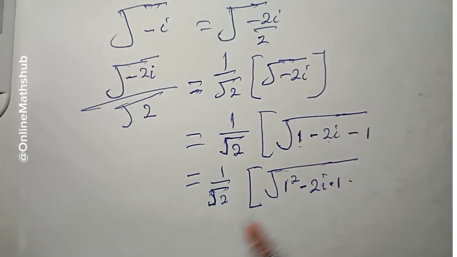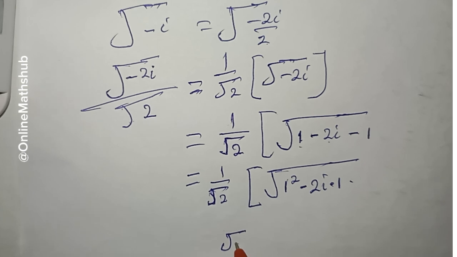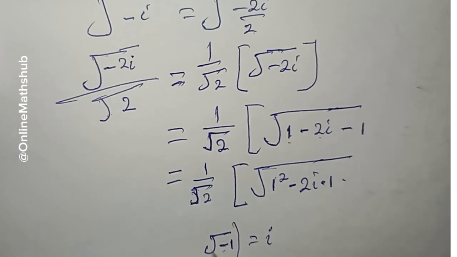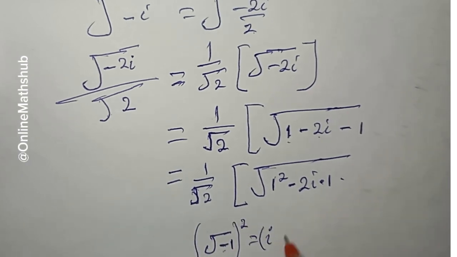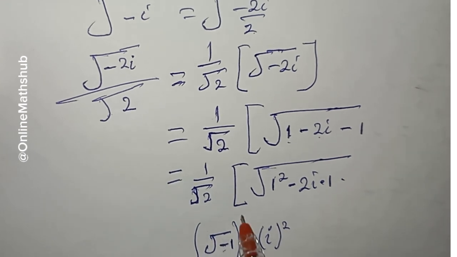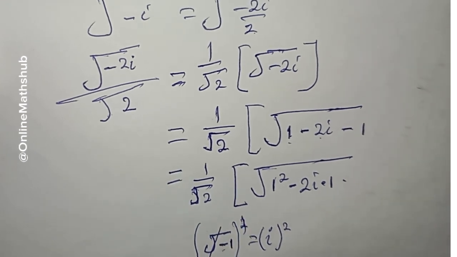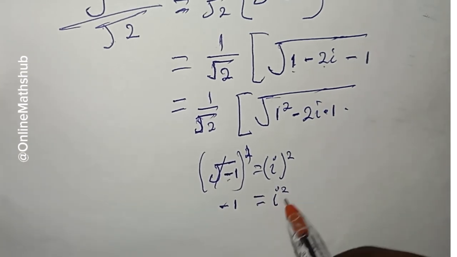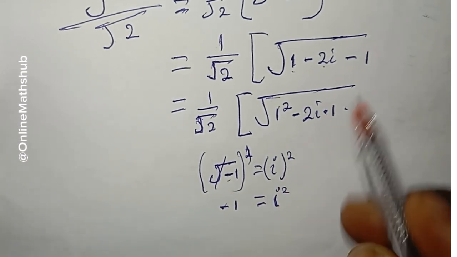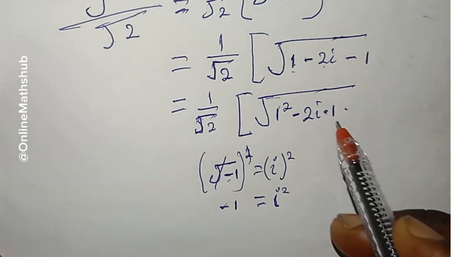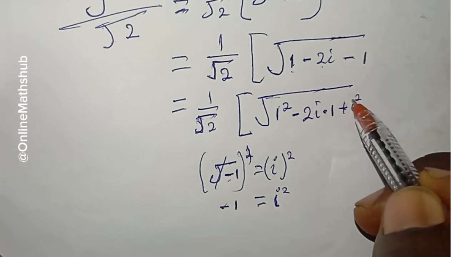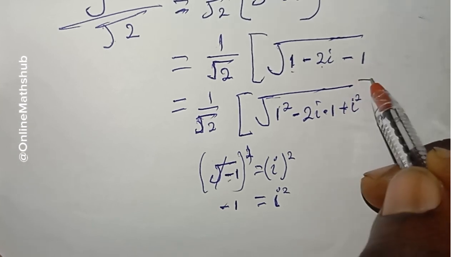Of course, you remember that root negative 1 is equal to i, so that if you now want to find out the value of negative 1, you can go ahead to take the square of both sides, so that this cancels this, and then negative 1 now becomes i squared. So we're going to be replacing this negative 1 here with i squared. So this is plus i squared. So this is fine.